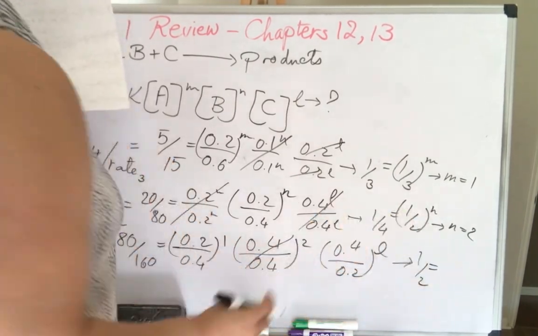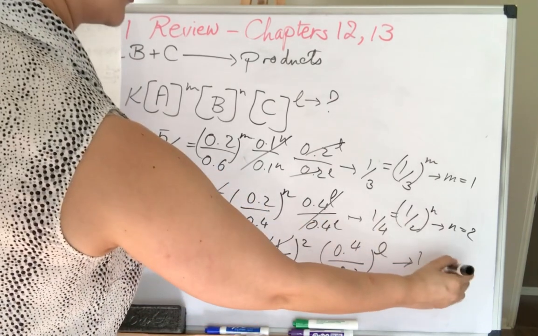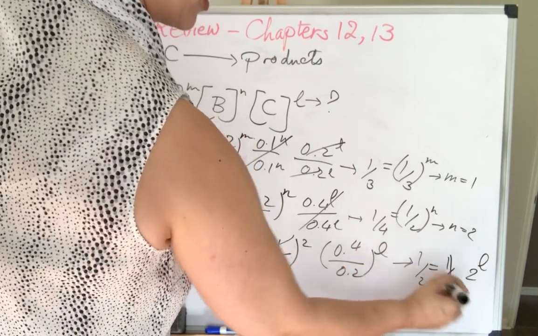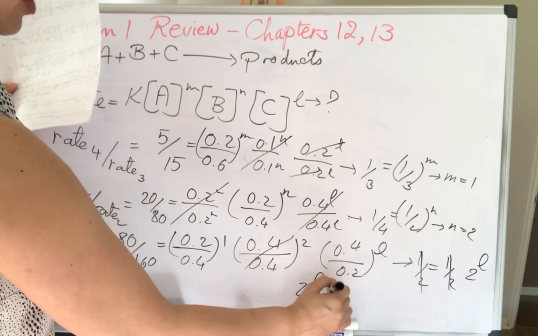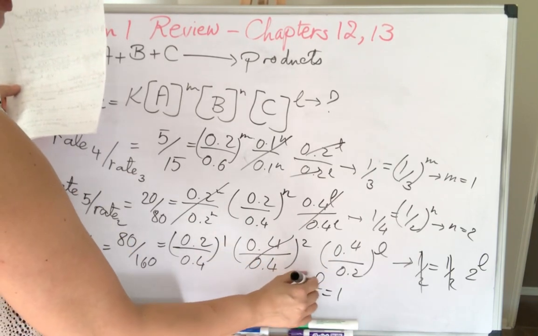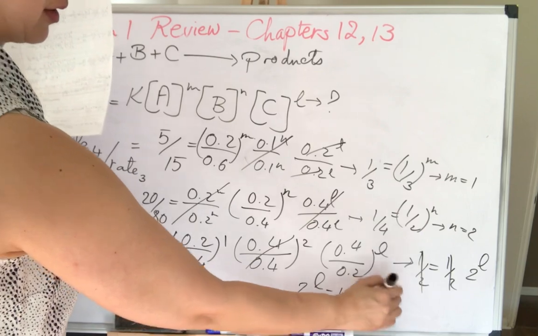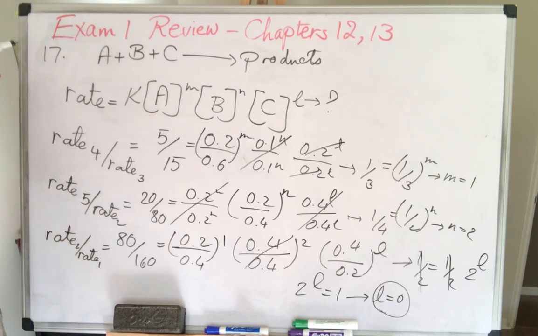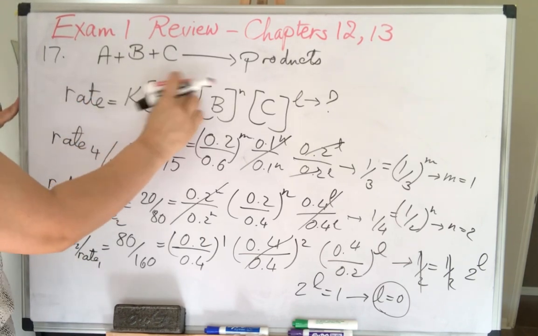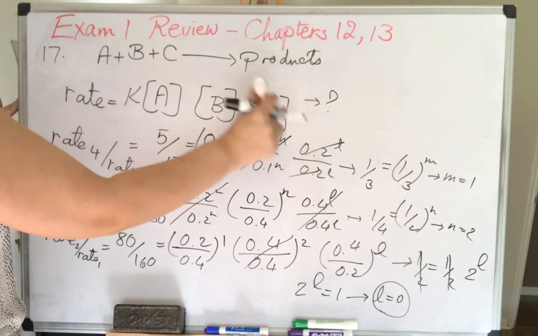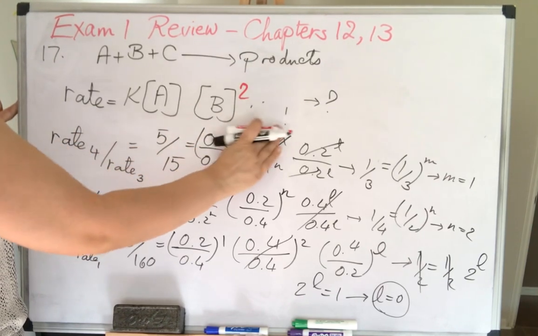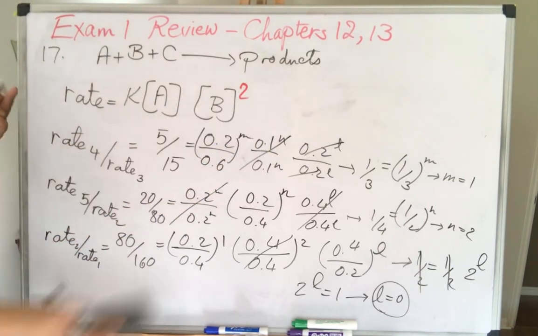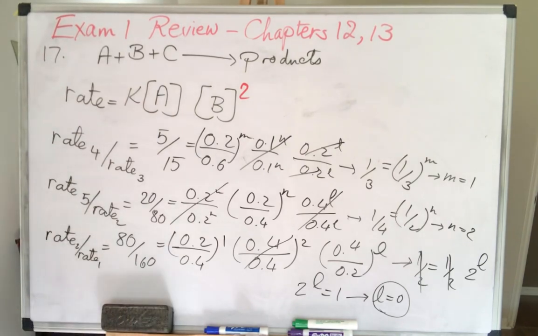Then you will see that 1/2 is 1/2 for A, and you have 2 to l. So 2 to l is 1. Which exponent takes every number to 1? 0. So it's 0th order towards C. So if you want to substitute these m, n, and l values, m was 1, n was 2, and C does not exist in the rate law because l was 0. Any number to the power of 0 is 1.